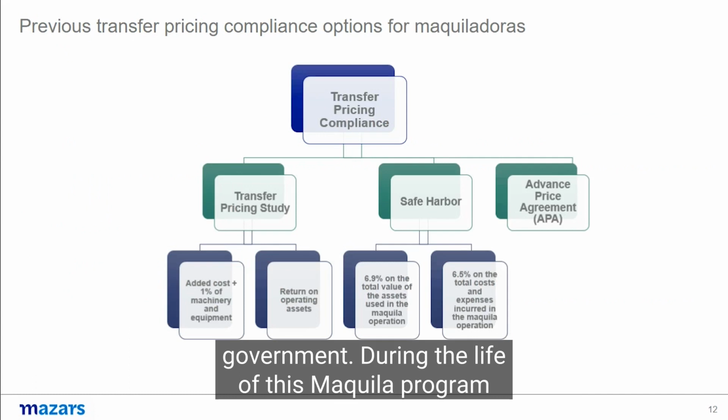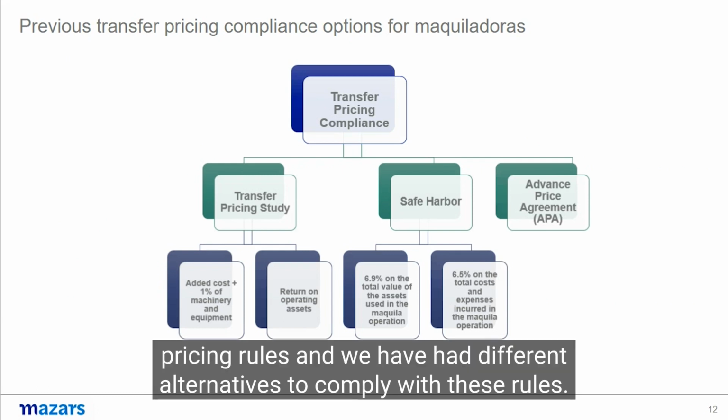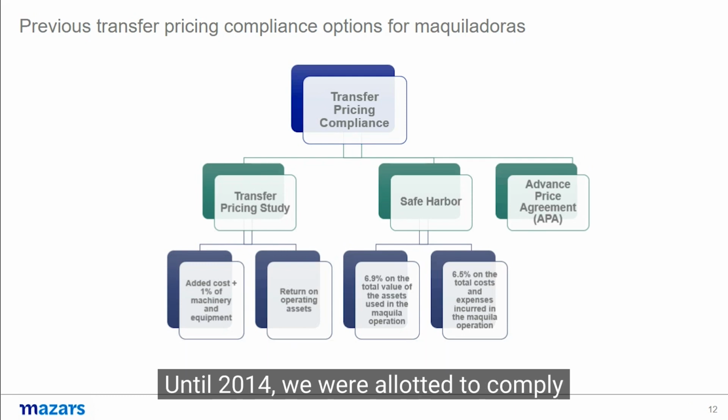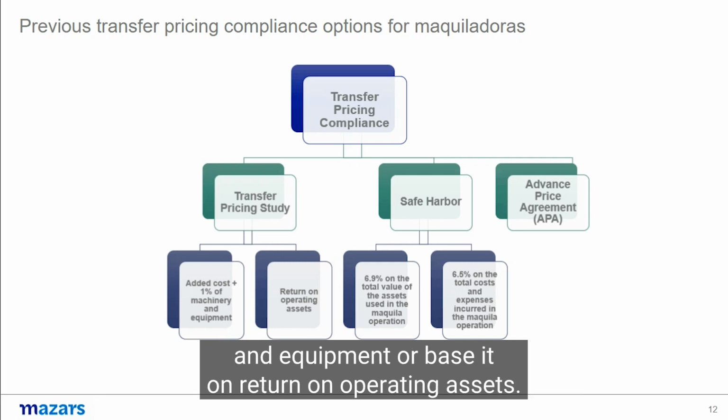During the life of this Maquila program, we are obligated to comply with transfer pricing rules, and we have had different alternatives to comply with these rules. Until 2014, we were allowed to comply through the transfer pricing study based on added cost plus 1% of machinery and equipment, or based on return on operating assets.